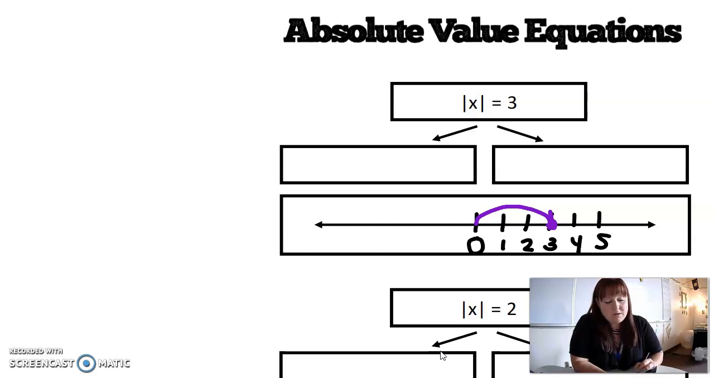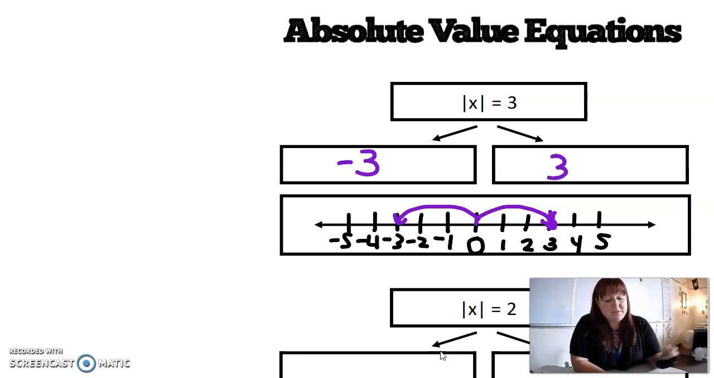So it could be 3, right? X could be 3. But isn't there another number on the number line that is also 3 away from 0? Yeah, absolutely. -3 is also 3 away from 0. So the absolute value of x equals 3 means x could be -3 or it could be +3.